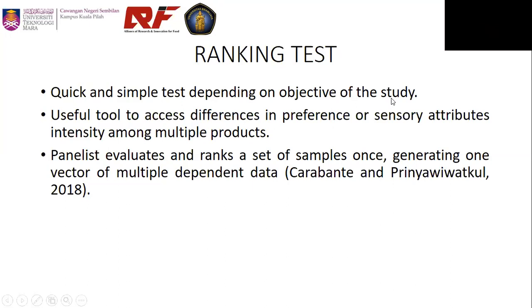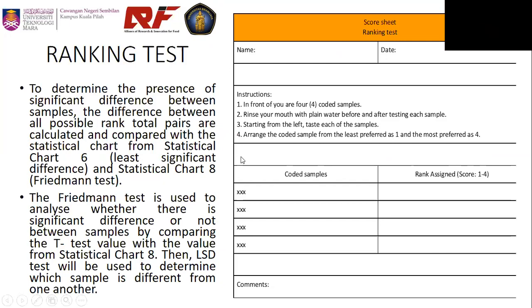If you ask the panelists to choose which one they prefer, they will rank which one is 1st, 2nd, 3rd, and 4th. Maybe the question asks, in terms of sweetness, rank the samples based on your preference. Dari segi manis dia, mana yang paling disuka. Okay. So this is how the sensory form looks. Okay. So usually the ranking test is used to determine the presence of significant difference between samples.